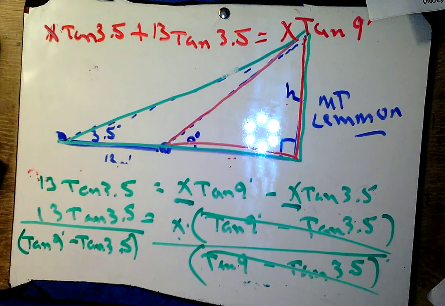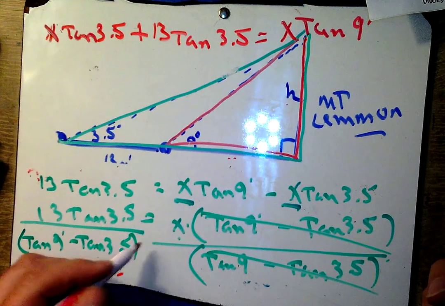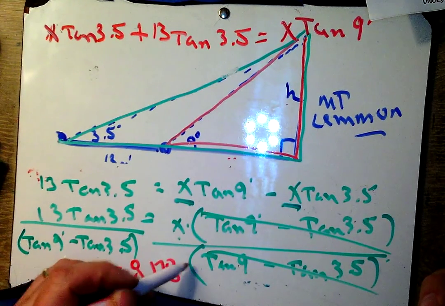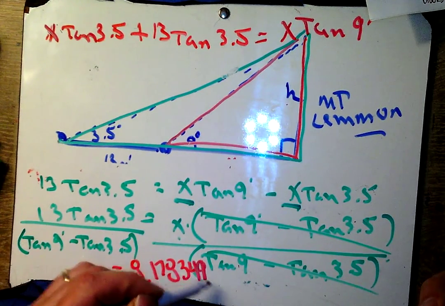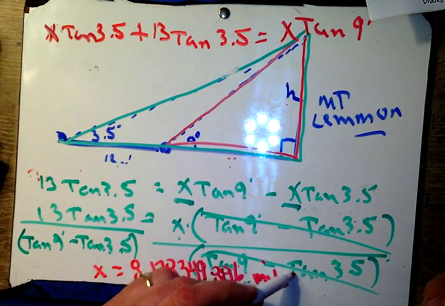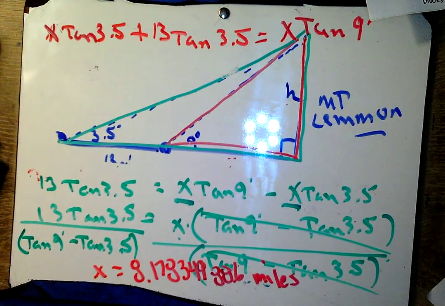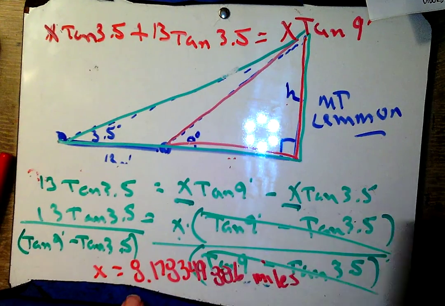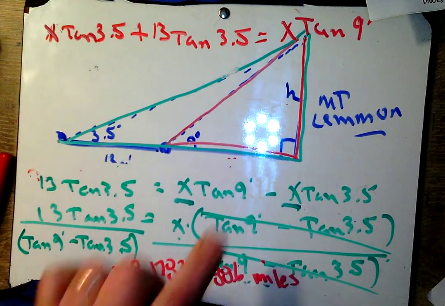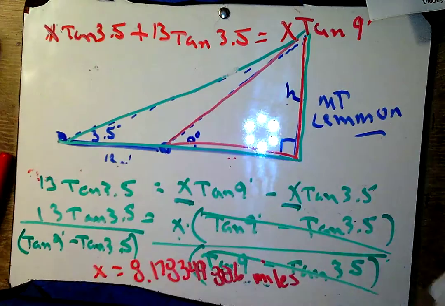Okay, I got that x was equal to 8.178349886 miles. Wow. Oh, but is that our answer? That's right. Is that our answer? No. Why not? Because we're looking for height. Remember, we were looking for height.